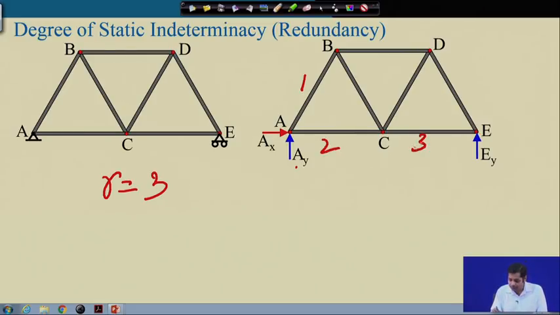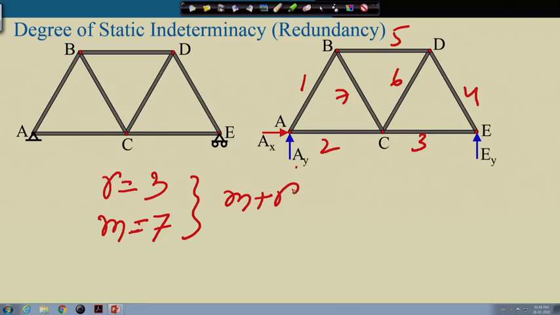And how many members do we have in this truss? 1, 2, 3, 4, 5, 6 and 7. Suppose M is equal to the total number of members. Now, the total number of unknowns becomes what? R is the support reactions, so R support reactions we have to determine. And in a truss all members are 2-force members. Therefore, the internal force we have is only one, the axial force in the truss member, so the number of internal forces is the same as the number of members. So, total unknowns here are M plus R.